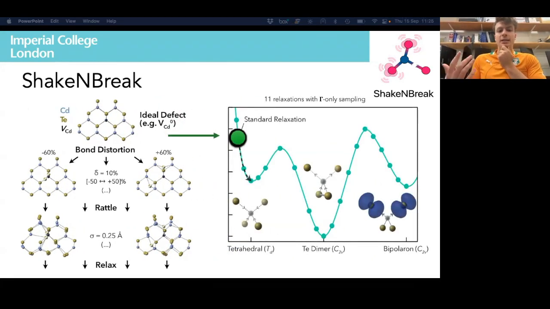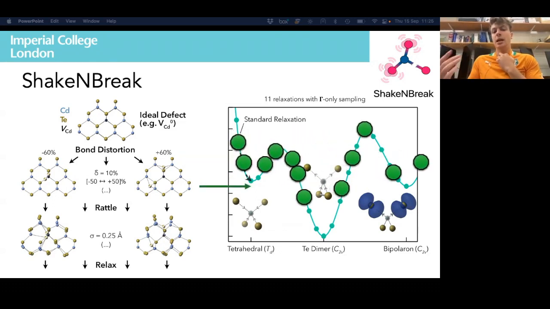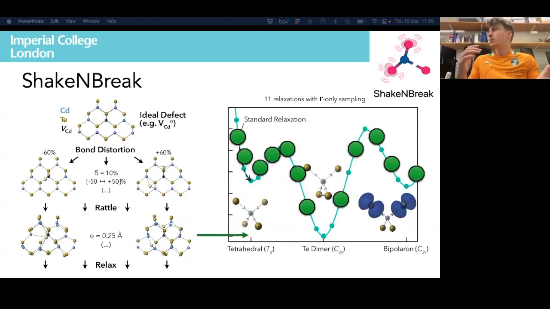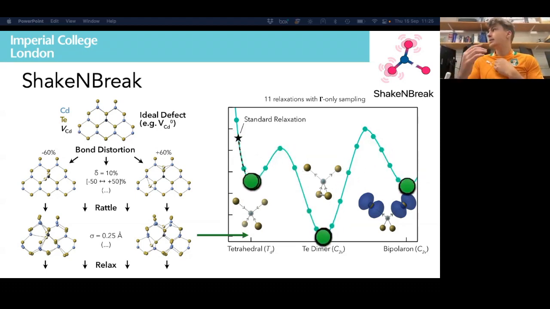So we then relax these structures at a reliable level of theory, i.e. hybrid DFT, but using cheap, coarse numerical parameters such as gamma point only sampling and some other parameter choices, which makes the calculations run fast while retaining sufficient qualitative accuracy to identify distinct defect structures.